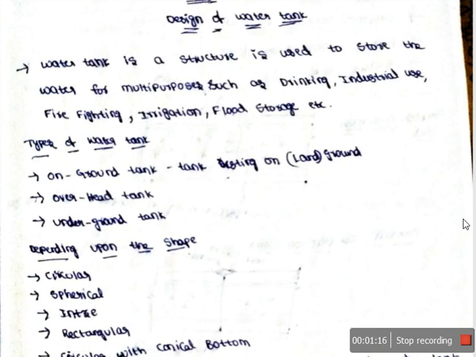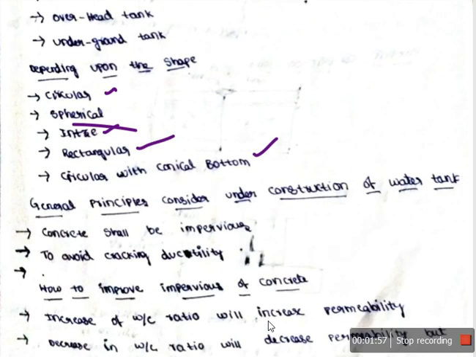If you want to classify the water tank based upon the shape, normally if you have a circular tank, we call it a circular tank. If you have a spherical type, then it's called a spherical tank. Then you have a spherical tank with a cone bottom. If you have a rectangular shape, then it's called a rectangular tank. If you have a circular shape with a conical bottom, then it's called a conical bottom tank.